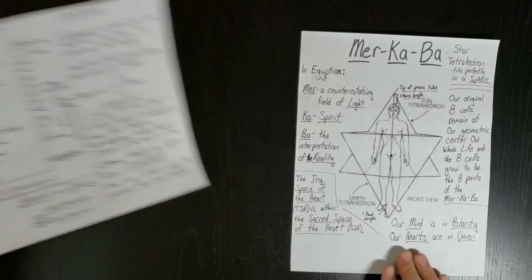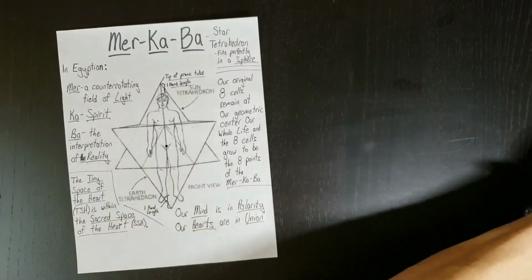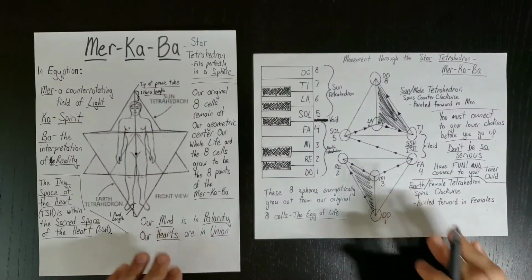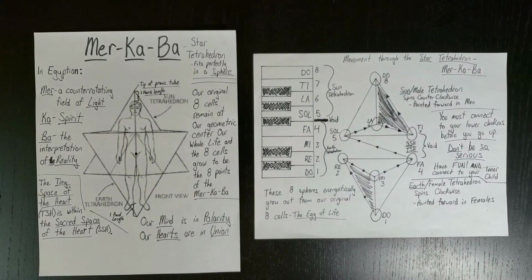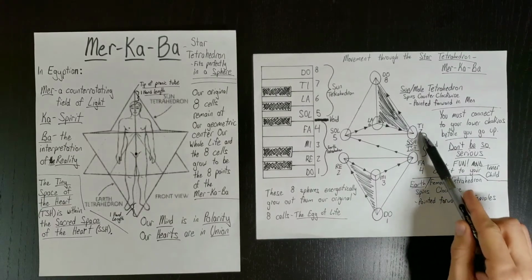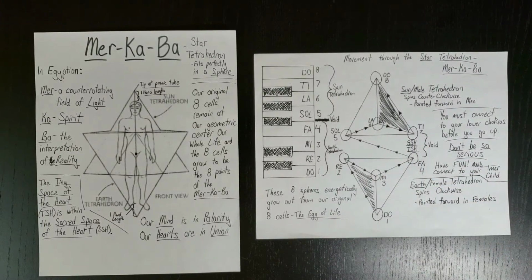Now, this shows how energy flows through the points of our Mer-Ka-Ba and how that correlates to the harmonics of music. When the tetrahedrons are merged together, this void right here is the tiny space of our heart, which is the point of singularity, which is our connection to the unified field that connects all things. We also find the essence of our soul here.